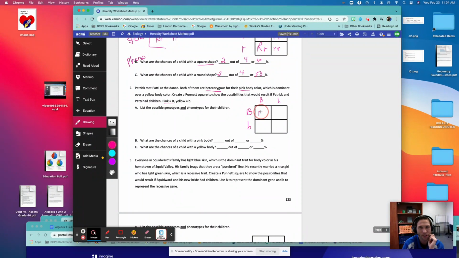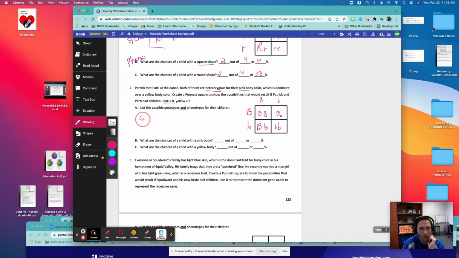So now we're going to fill in. This would be big B, because that's where they intersect. This would be big B from Patty and little b from Patrick. This would be big B from Patrick, little b from Patty, and looks like it's little b, little b. Okay. All right. So list all the possible genotypes and phenotypes.